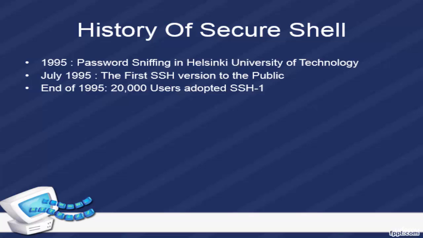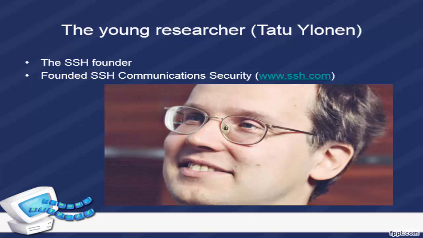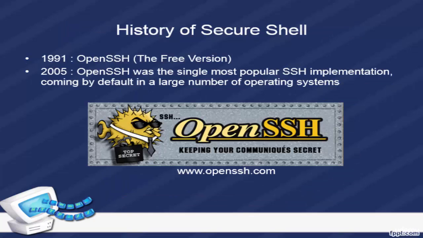By the end of 1995, there were an estimated 20,000 users across the world who adopted SSH1. The researcher who founded Secure Shell is Tatu Ylönen. By the end of 1995, Tatu Ylönen had founded SSH Communications Security. He founded the company to provide support for users who adopted SSH version 1. The later versions released by SSH Communications Security evolved into increasingly proprietary software. It is estimated that as of 2000, there were 2 million users of SSH.